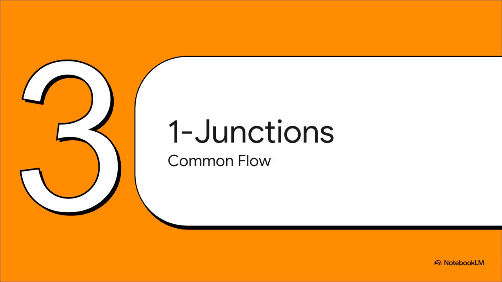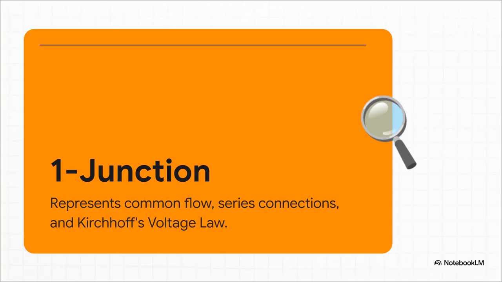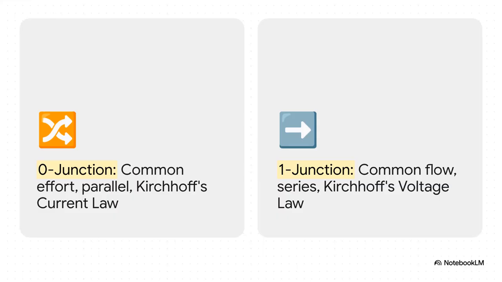Section 3. One junctions, common flow. Now let's flip the coin and see how the second type of traffic controller operates. Enter the one junction. This connection is all about common flow. When elements are connected by a one junction, the flow running through them is identical. Going right back to our electrical equivalent, this directly corresponds to series systems and Kirchhoff's voltage law. In a series circuit, the current, the flow, is exactly the same through every single component, while the effort is what actually divides. Seeing them side by side really clarifies the concept, doesn't it?